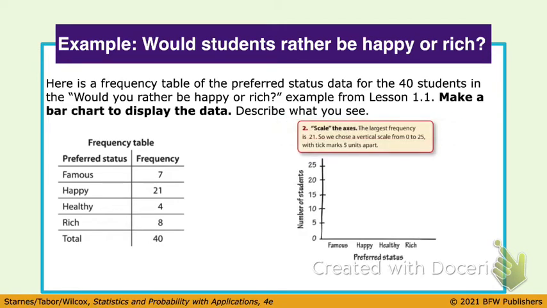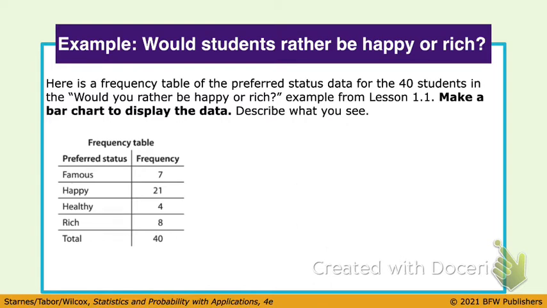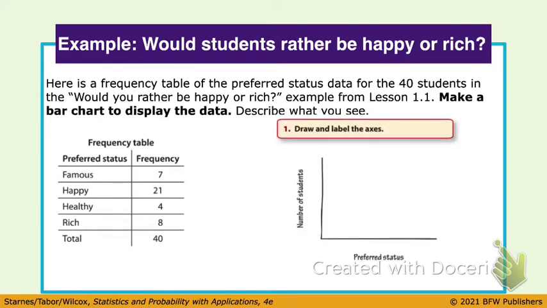Here's step 1. We're going to draw and label our axes. Whoops, that went too far, didn't it? Let me go back. Step 1 is we're going to draw and label our axes. There we go. On the y-axis, we're going to have the number of students. On the x-axis, we're going to have our preferred status. If you go ahead and label the axis, that's cool. Just be sure you leave enough room that you can make the scale on each side that you would need. So we're just basically drawing and labeling our axis first. We've got number of students, and we've got our preferred status.